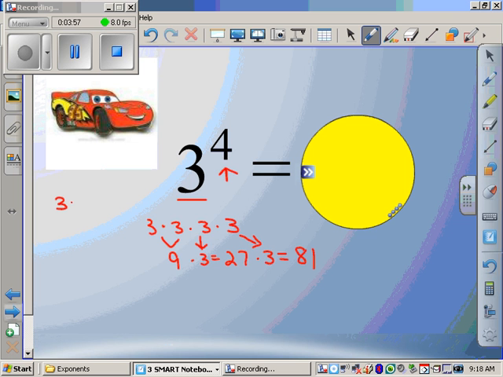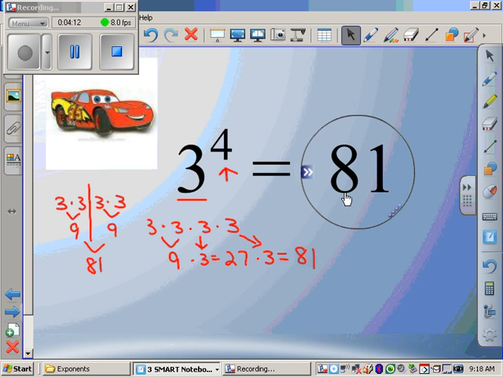An easier way that I like to do it is if I rewrite that problem, I just split it in half, and 3 times 3 is 9. These two 3s equal 9, and then 9 times 9 is 81. Either way, it will work. So 3 to the fourth power is 81.